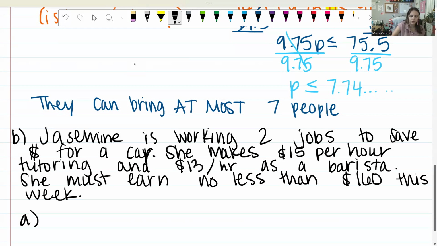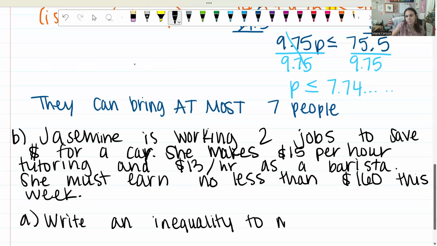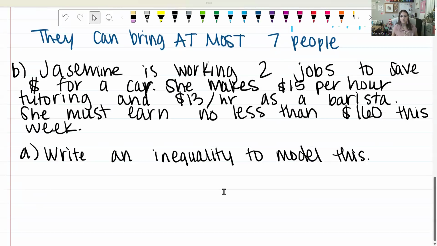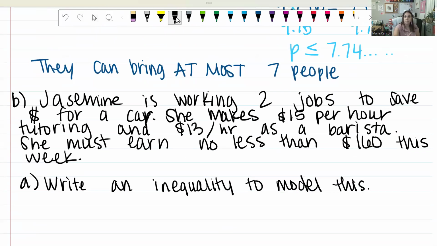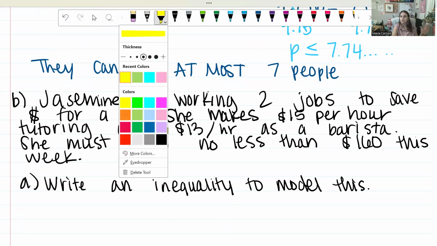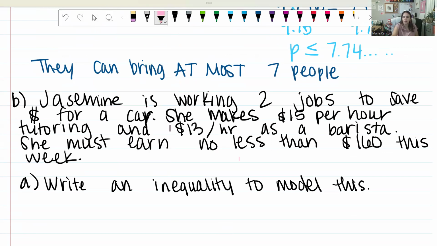So first, we are going to write an inequality to model this situation. All right, so we actually don't have any variables defined, so I'm going to set up our variables. And she has 2 different jobs, right? And she's going to be working different amounts of hours at these jobs to make different amounts of money. So we know that she makes $15 per hour tutoring. So I'm going to make T one of our variables. And T is the number of hours that she tutors, because we don't know that.